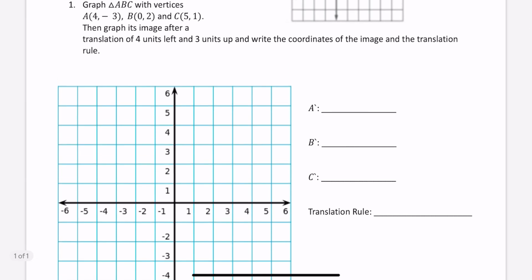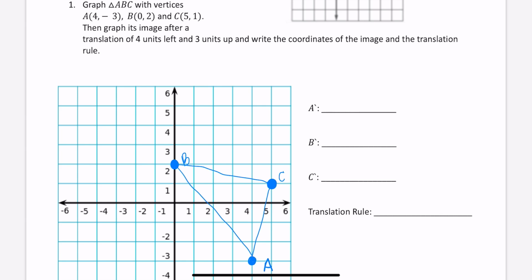So I'm going to have A be at 4, then 1, 2, 3 down. Okay, so this is going to be my point A. And then I have my point B, which is going to be at (0, 2). Okay, and then we have point C, which is going to be at (5, 1). So this is point C. Okay, now I'm going to go ahead and connect these dots. C to B, back to A.